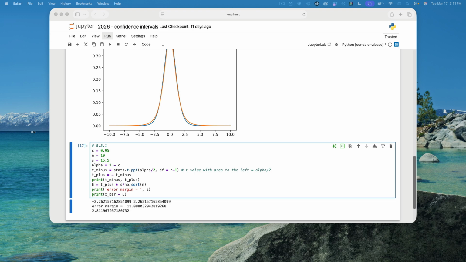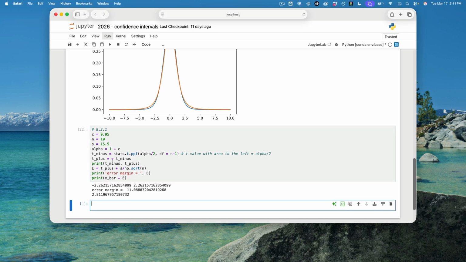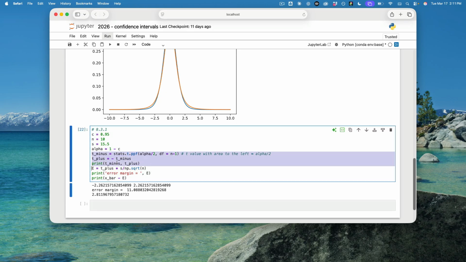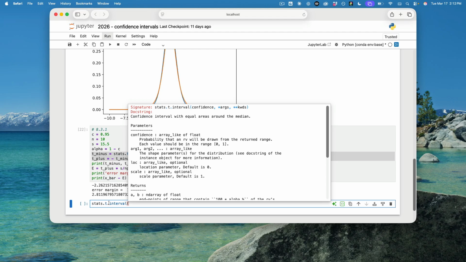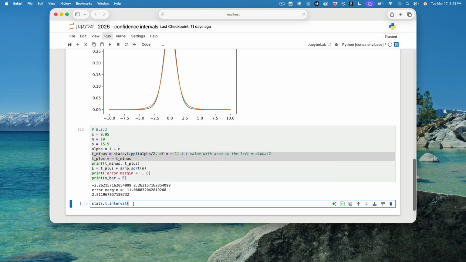I'm going to come here. So that's a little trick we're going to use later to overcome all of these steps here. So what I will do is stats.t.interval, and of course the documentation from SciPy is not very helpful, so I'll use the one in the slides.